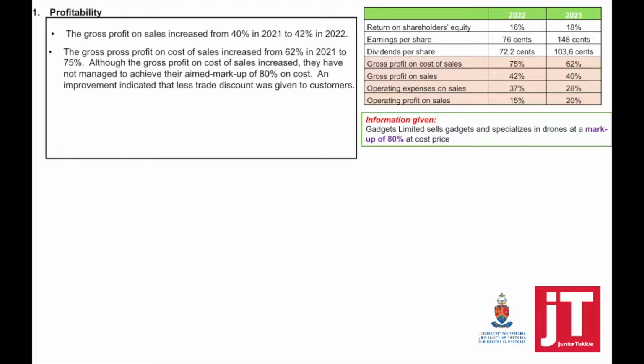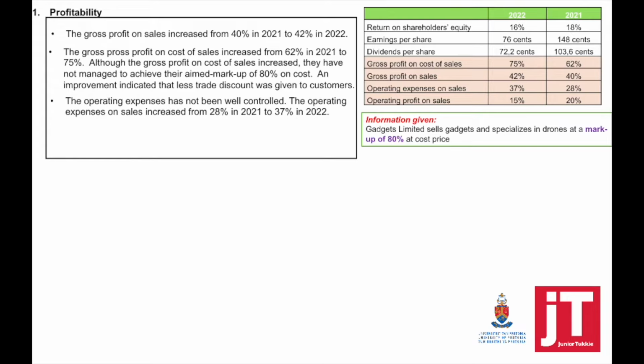An improvement can indicate that there was less trade discount given to customers. Always look at also other possible reasons, because sometimes they can say to you, apart from trade discount, what other reasons could there be for an improvement?